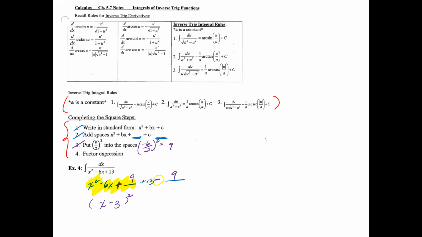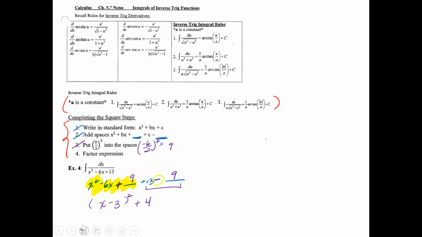If you were to go ahead and FOIL that, it will be x minus 3 times x minus 3, which is really just going to give you x squared minus 6x plus 9. And it works every time because you basically created it. So then what you're going to do is you look at this part here, which is going to give you a 4, okay? And that's your new denominator.